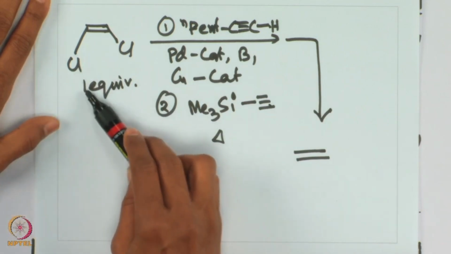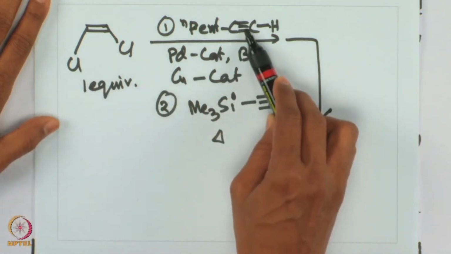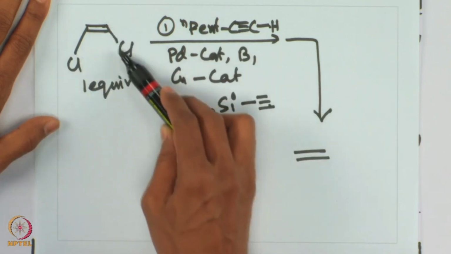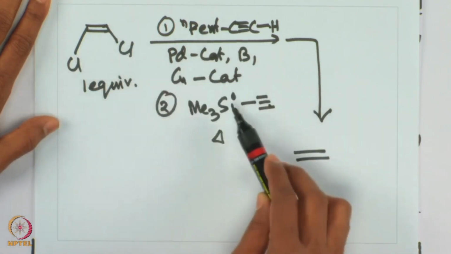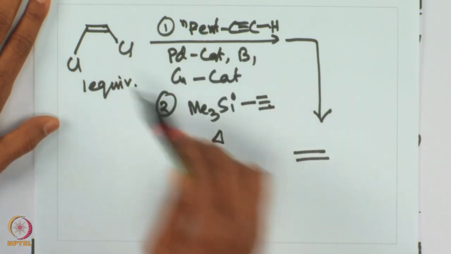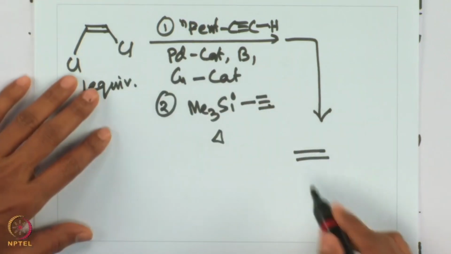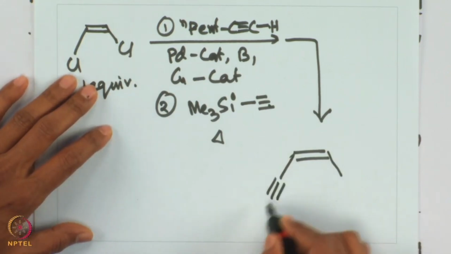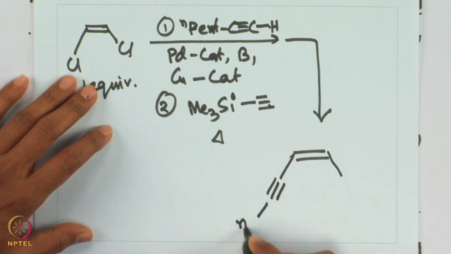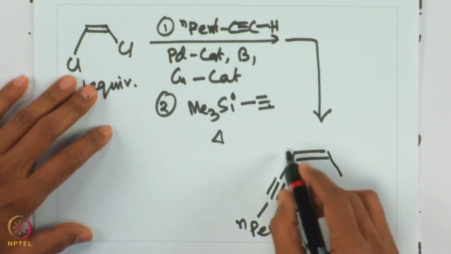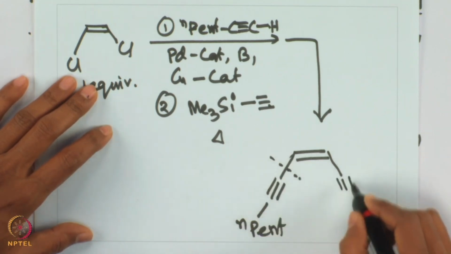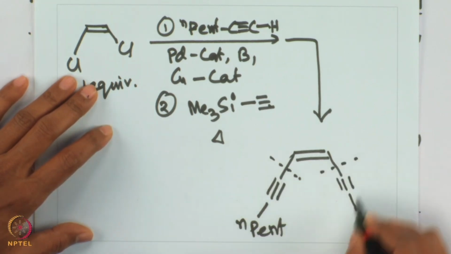So, one equivalent will react with this one first to give the alkyne at one end, while the other end will not be reacting at all. That one will then react with this one to give an asymmetric, or differentially substituted, alkyne on that olefin starting material. So, on one hand, for one equivalent of alkyne it will be this, and the other equivalent will give rise to the SiMe3 product on the other hand.